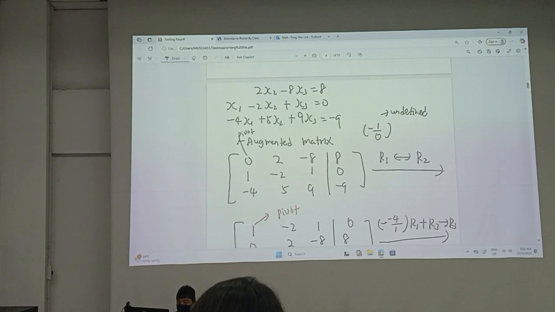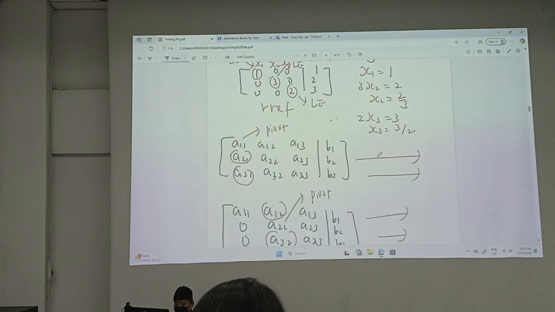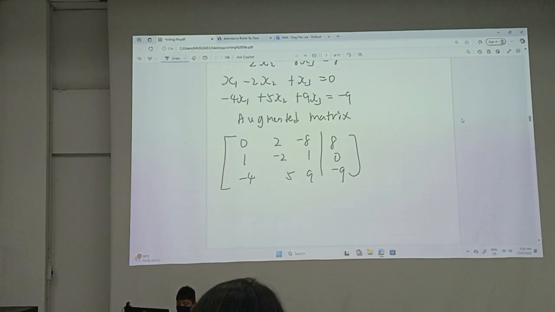Okay, so we need to do the interchanging. Well, pivot cannot be 0, right? So we do the interchanging. R1 interchange with R2.